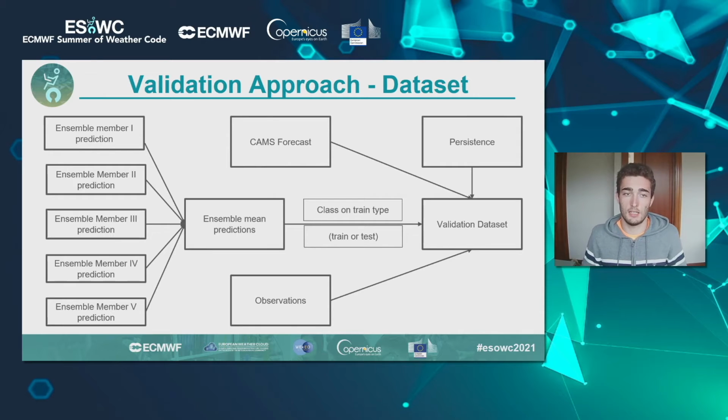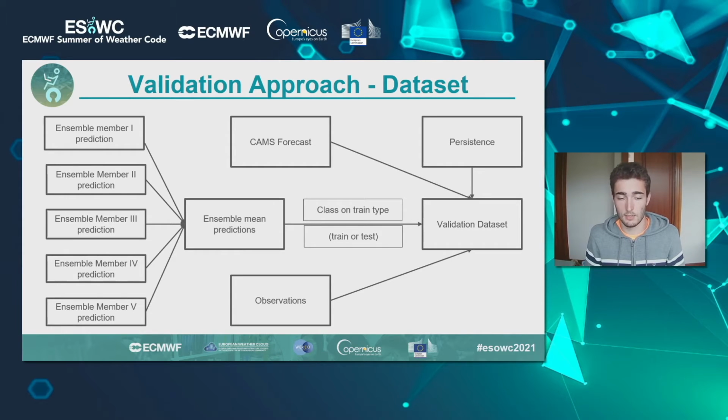First, the dataset was split in 2 different periods of time, one for training and one for testing. For both of these periods, we compare the corrected air quality predictions with the raw CAMS predictions, the observations, and the persistence, which refers to forecasting each day the observed value of the previous day. This constitutes the validation dataset.